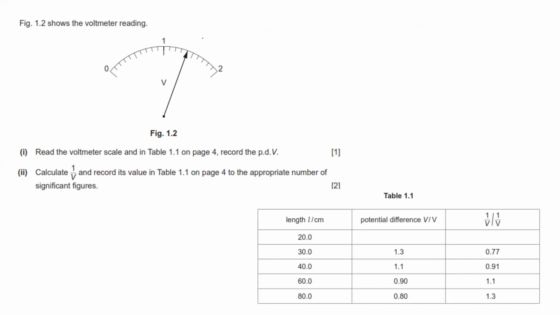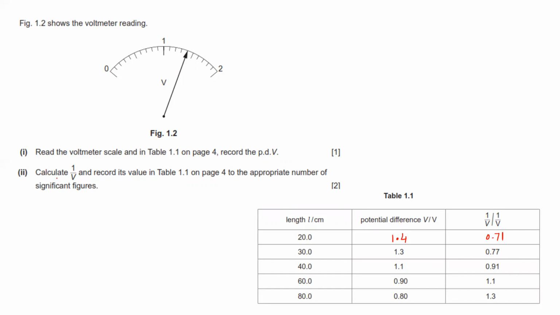Okay, so first point, as we see, the scale between 1 and 2 is of 10 points, so 1.1, 2, 3, 4. So the potential difference is 1.4 volts. Then it says, find the value of 1 by V, and the values over here are to two significant figures. So if I find the value of 1 by V, it will be 0.71. This is the value to two significant figures.